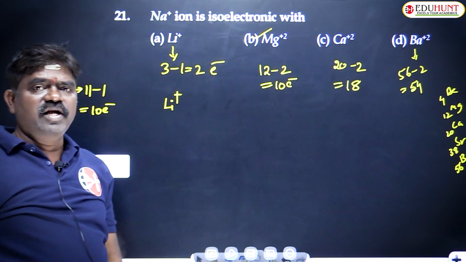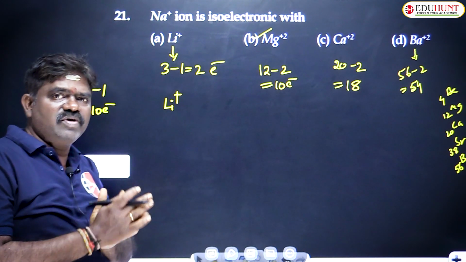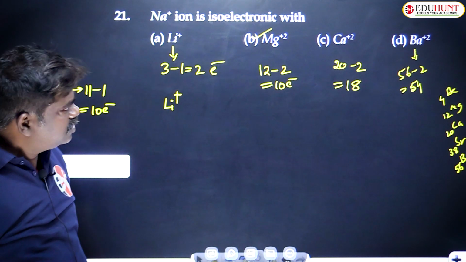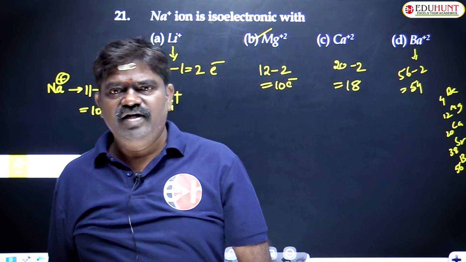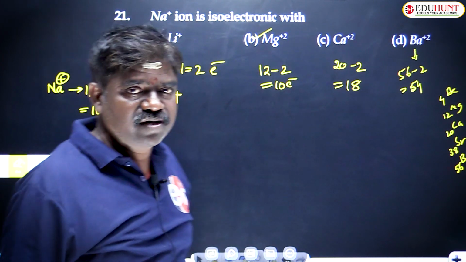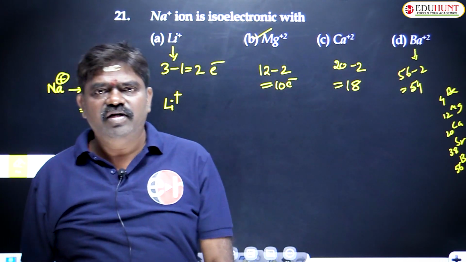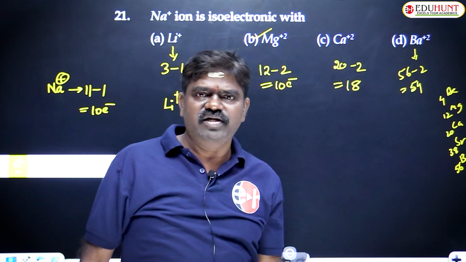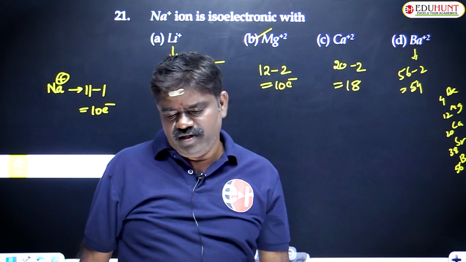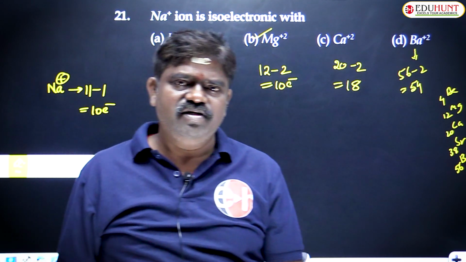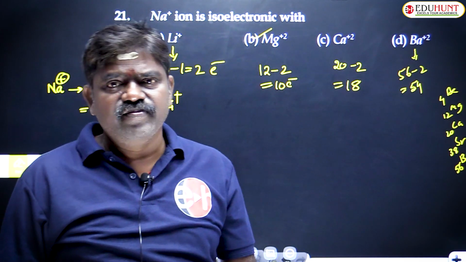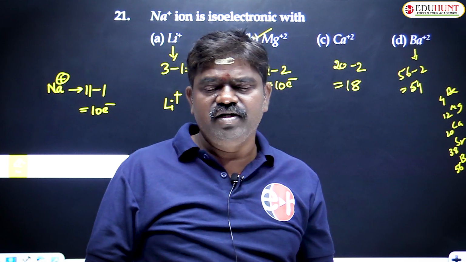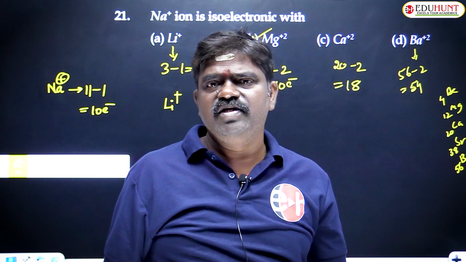Isoelectronic means the Na plus ion must contain an equal number of electrons with another ion. Okay. So today's class is over, and in the next class I will explain the remaining bits. 21 bits are completed, and I will complete the rest in the next class. Everyone must follow and do the bits, and it is very, very important, and do the exercise bits. Okay, thank you one and all.